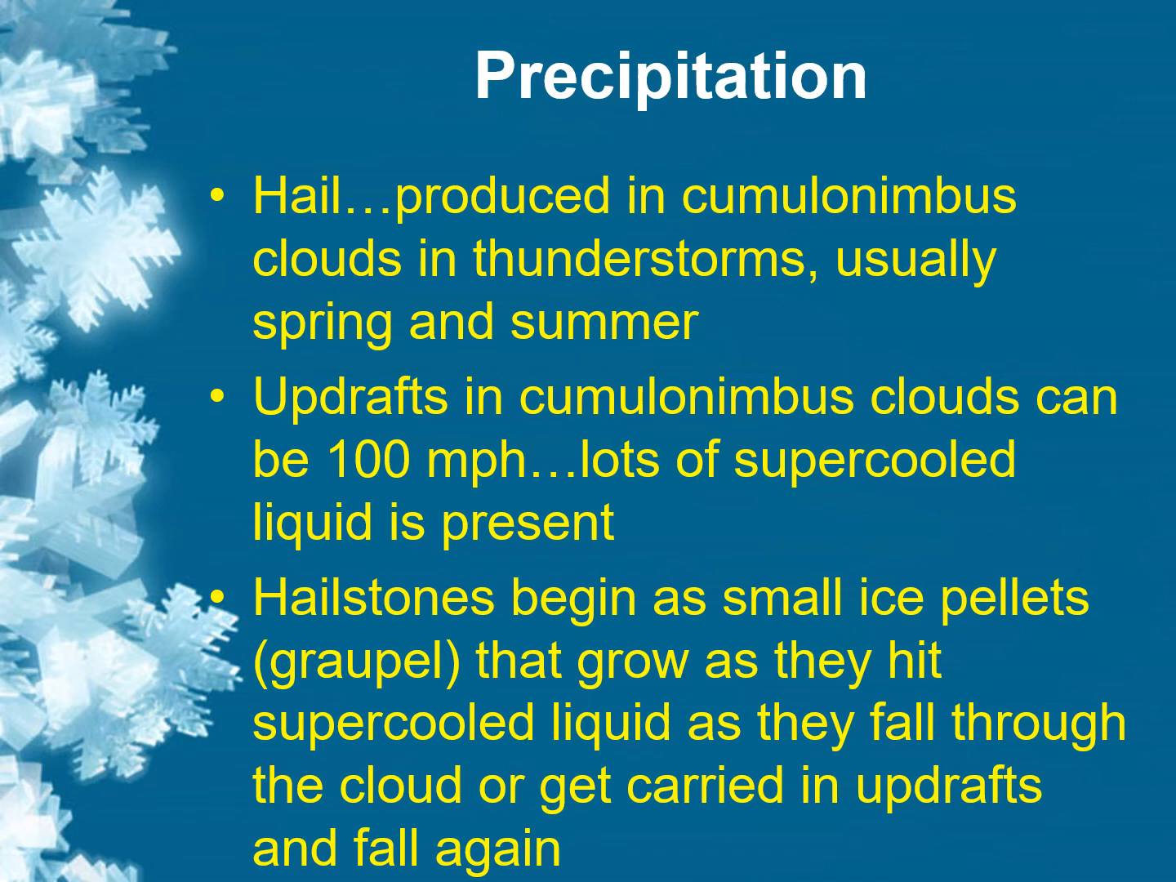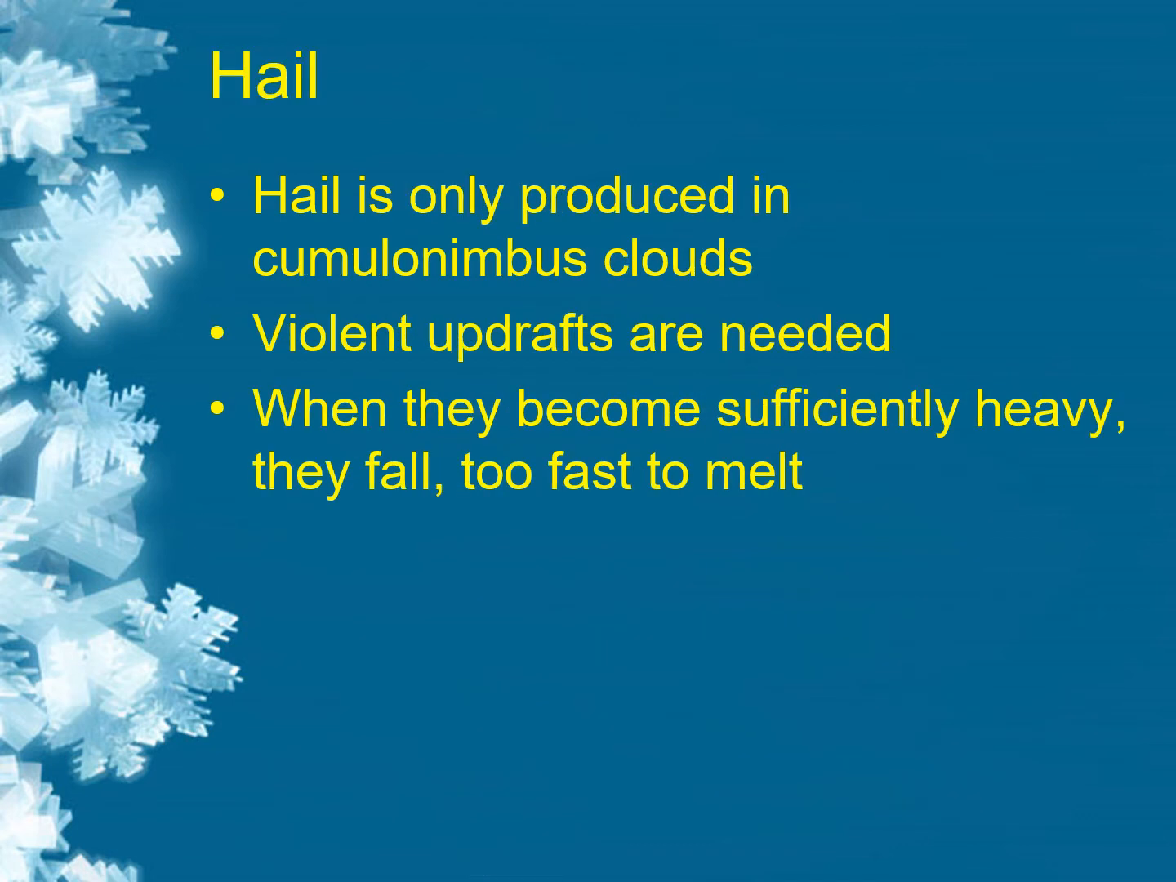So you have these really fast updrafts present in the cumulonimbus clouds. They can be moving at 100 miles per hour, and you've got all this supercooled liquid present. So the hailstones begin as small ice pellets called graupel, and they are going to just go up and down through that cloud with the updrafts and downdrafts. And they're going to keep going through that supercooled fluid, and every time they do, they add another layer of ice, and then eventually they get heavy enough to fall to the ground.